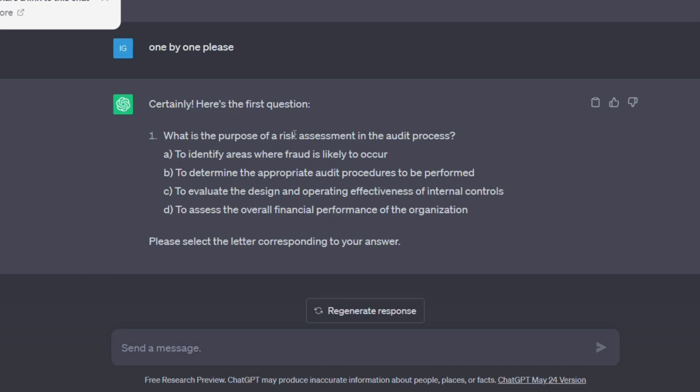Risk assessment is for audit planning, right? I don't know. It's A or B. D is not. C is also not the answer, to determine the appropriate audit procedures to be performed. A is, again, very narrow. It should have included error. So we have B. I'll answer B.